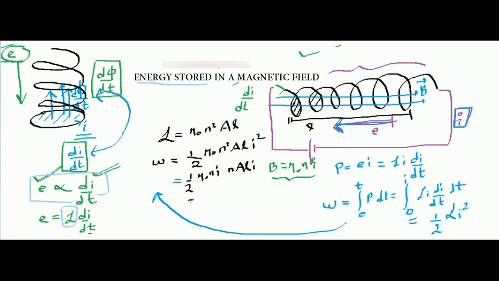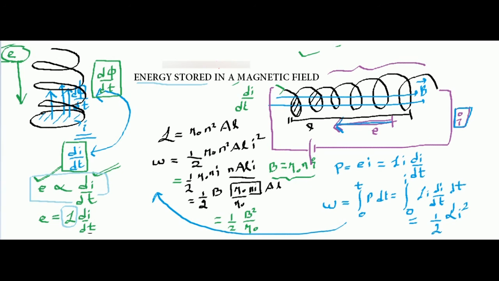So this will be half, and the first term is my magnetic field B. Again, in this term, if you multiply mu naught in the up and the down, the mu naught n and I will remain, and A l can be left here, and again you get B. So this becomes half B square by mu naught into A l.